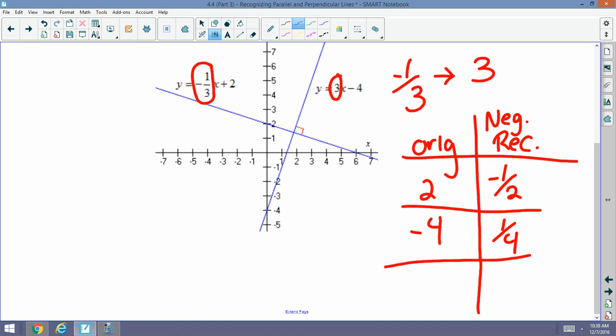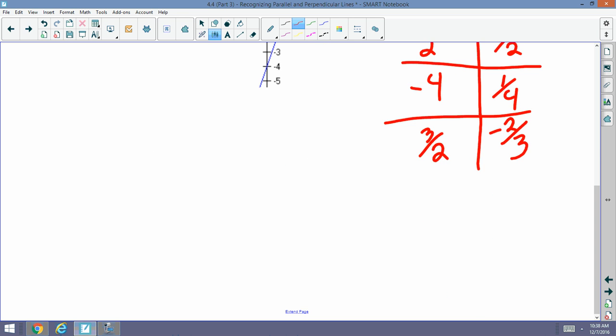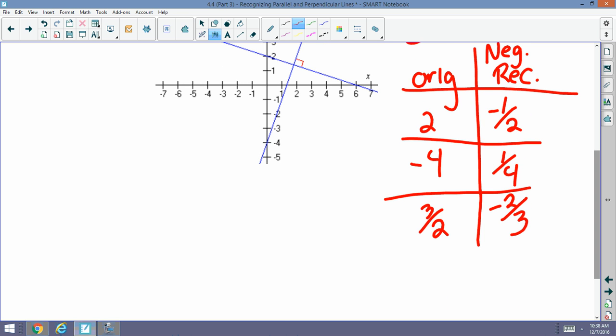What if I had an original slope of 3/2? What would my negative reciprocal be? Say that again. Negative 2/3. Yes, sir. You got a question, my brother? The question was, so you're just turning it into a fraction? No, I don't want to make that blanket statement. Not necessarily. What if my original slope was 1/3? What would my negative reciprocal be? Excellent, my man. It's negative 3/1.